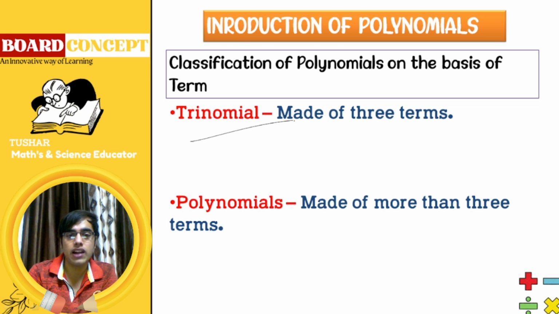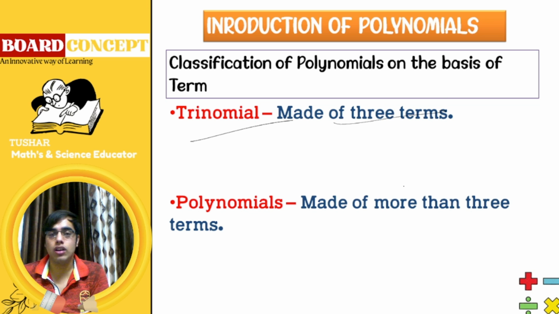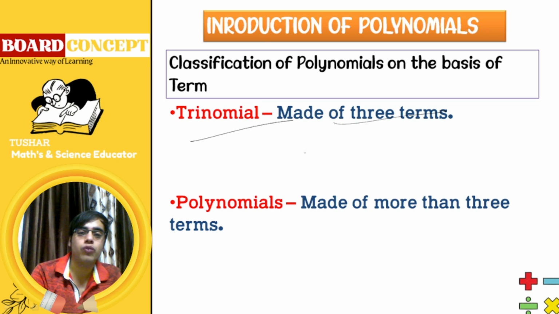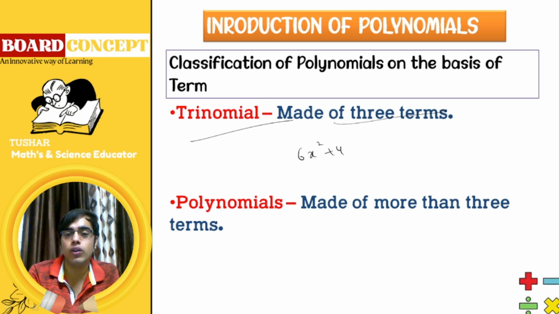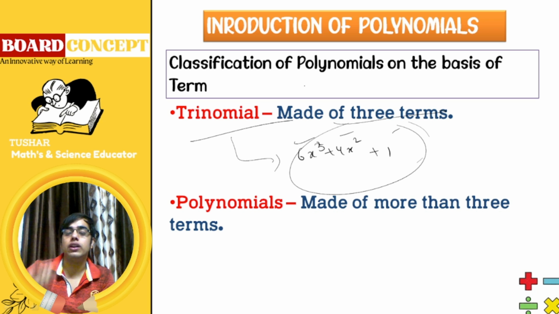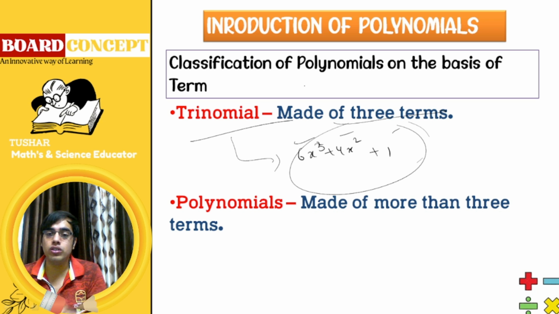Our next one is the trinomial. A trinomial is a polynomial which is made up of three terms. For example, 6x cube plus 4x square plus 1. This is a polynomial. Because it is made up of three terms, we can say that it is also a trinomial.